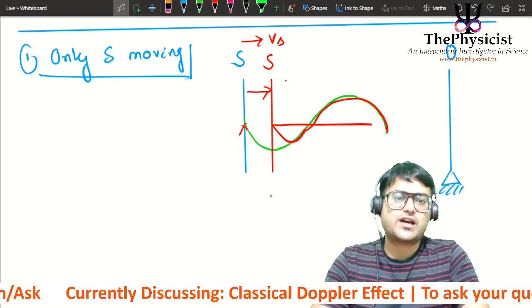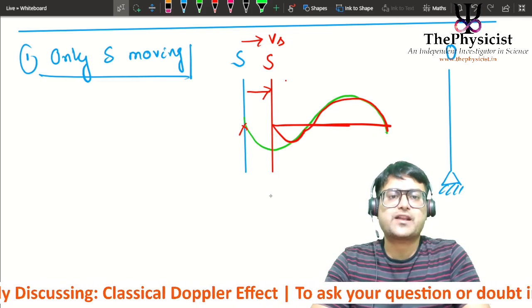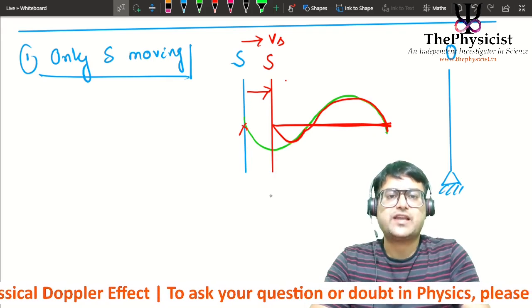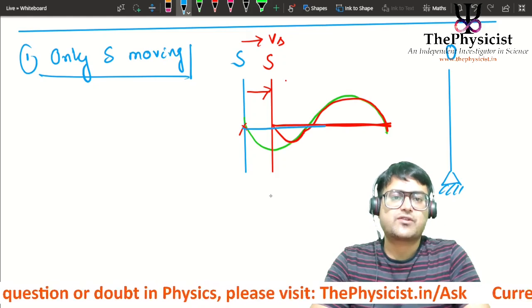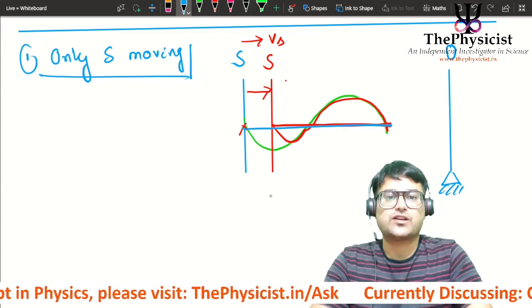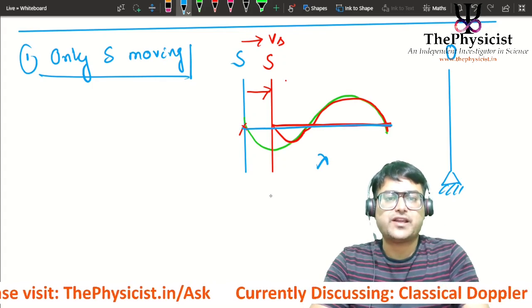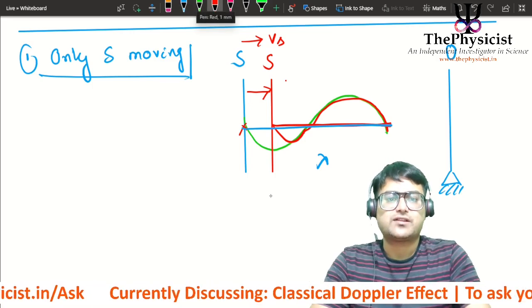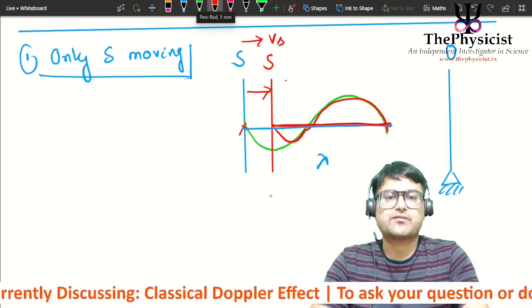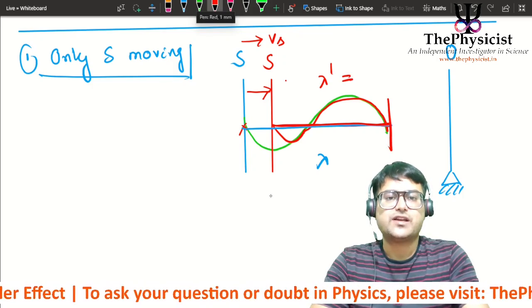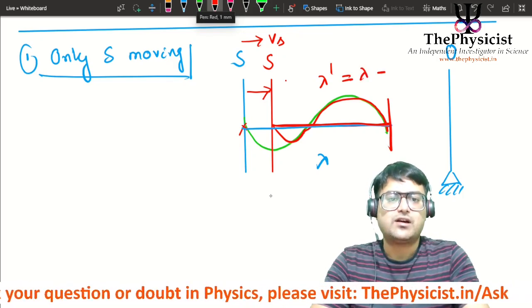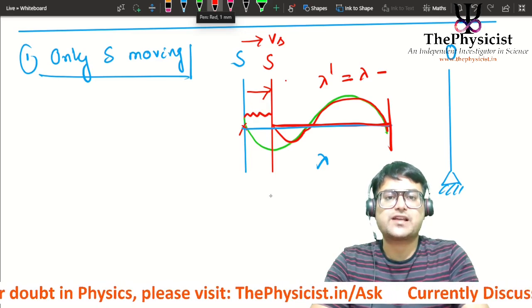So now, this is the apparent wavelength of the wave. The actual wavelength was like this, from green to green. That was lambda. But here, the apparent wavelength will be lambda dash. What is lambda dash? Between these two points, it is simply lambda minus this distance that has been moved by the source.